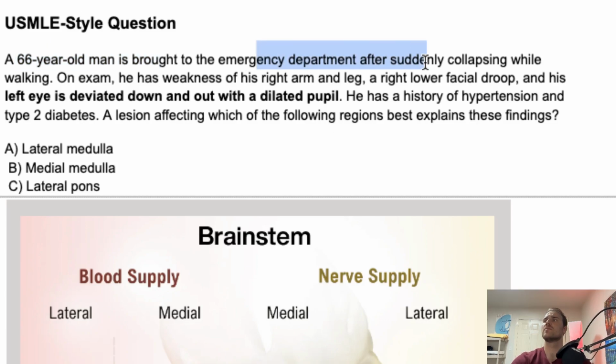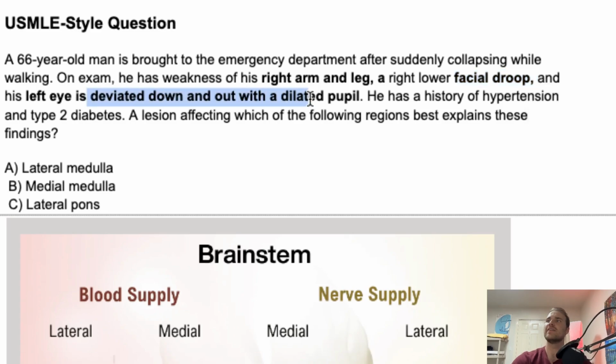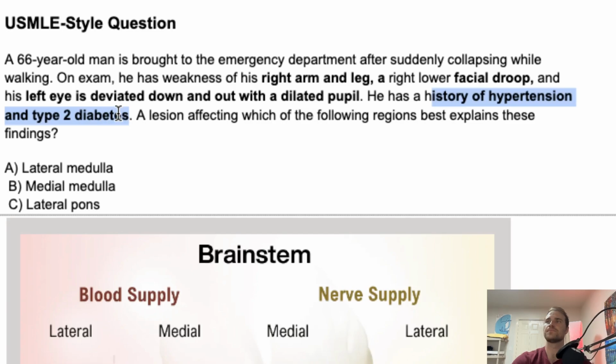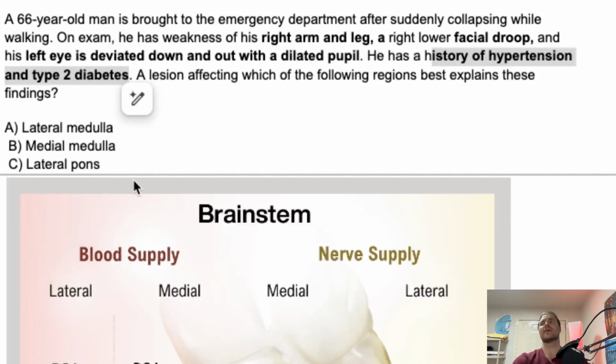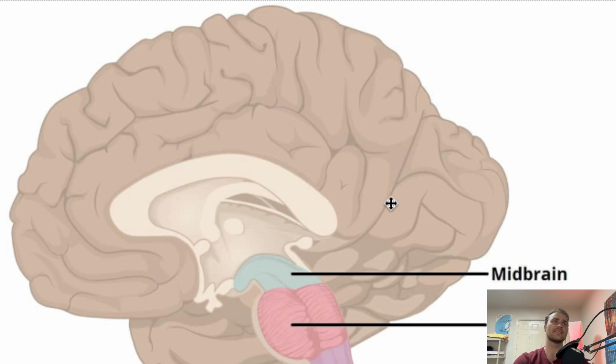A 66-year-old man in the emergency department, after collapsing while walking, has weakness of his right arm and leg, lower facial droop, and his left eye is deviated down and out with a dilated pupil. History of hypertension and type 2 diabetes. All right, so we got a lot of stuff going on, and if you're like me, then you don't really like all these neuro signs. It just kind of makes you confused, especially at first, but here we're looking at a nice little brain.